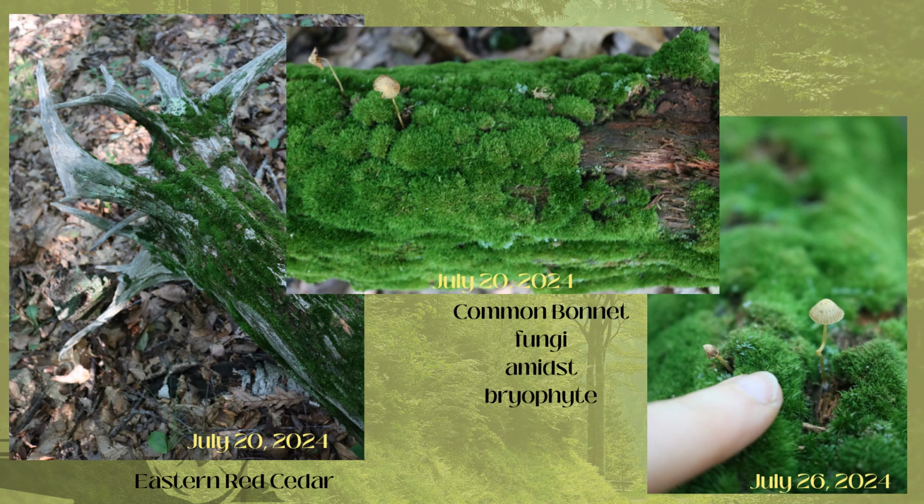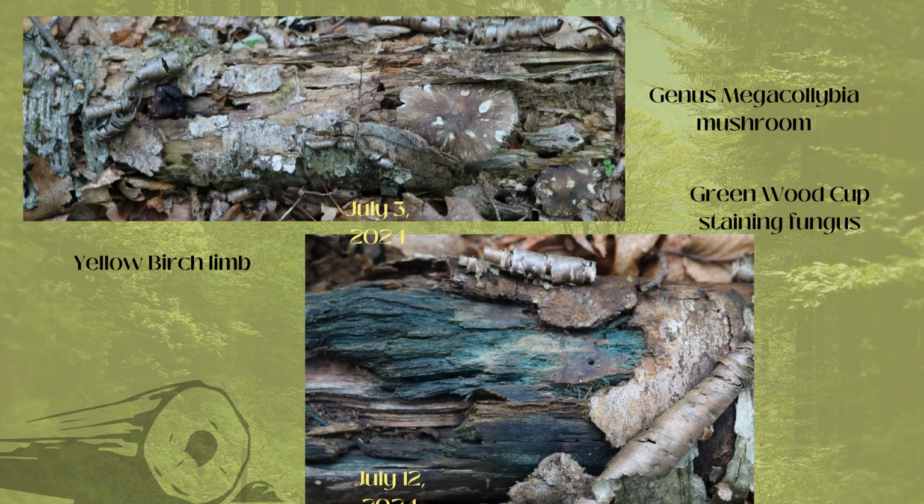This is an image of an eastern red cedar that has likely been crowded out by the succession of the forest canopy. Bryophytes, the mosses, tend to prefer the acidic decay wood of conifers, and the common bonnet mushroom here prefers very decayed wood. Here is a yellow birch log with a guild fungus, and I'll circle it with that yellow. And note where it is in relationship to the photograph, and we'll follow that through in the next image.